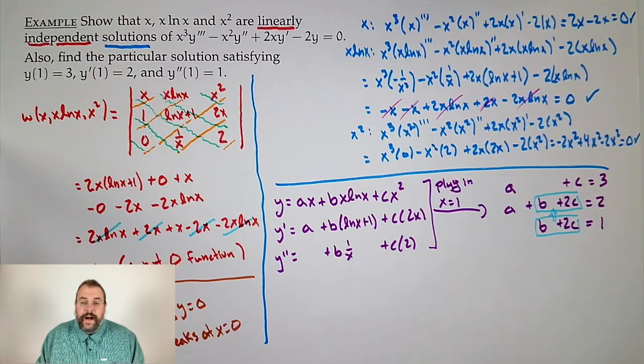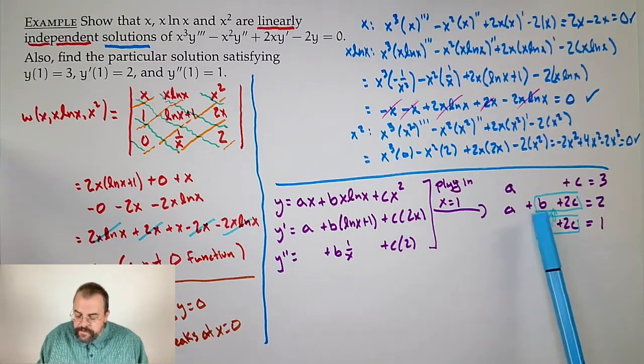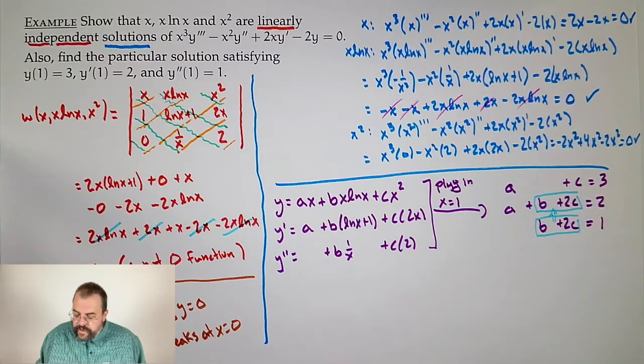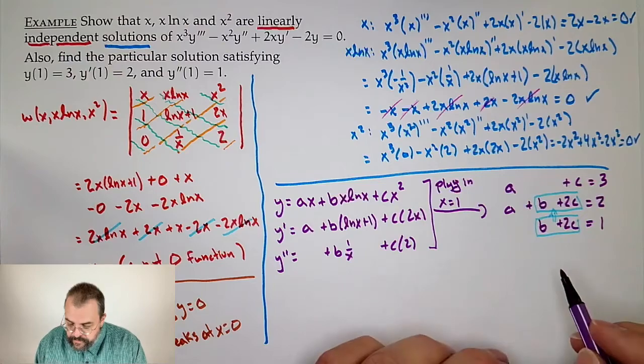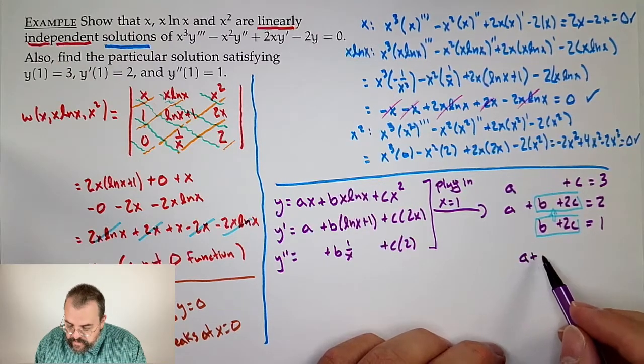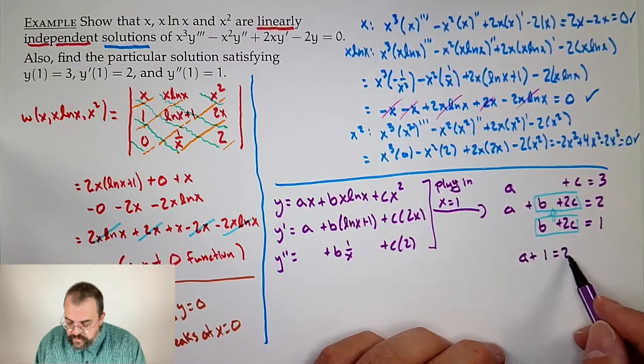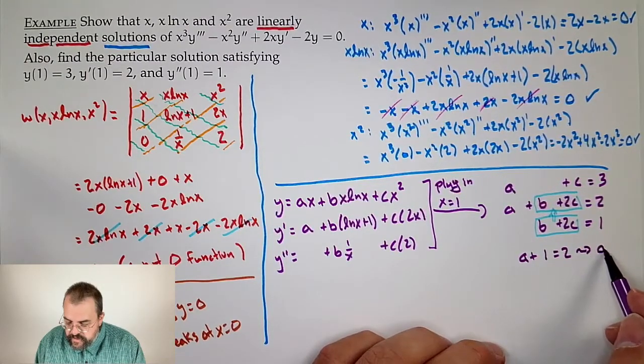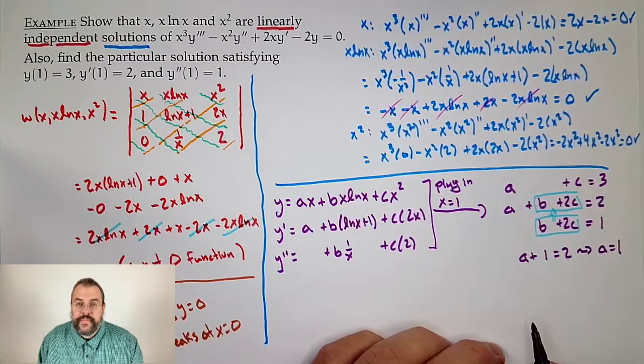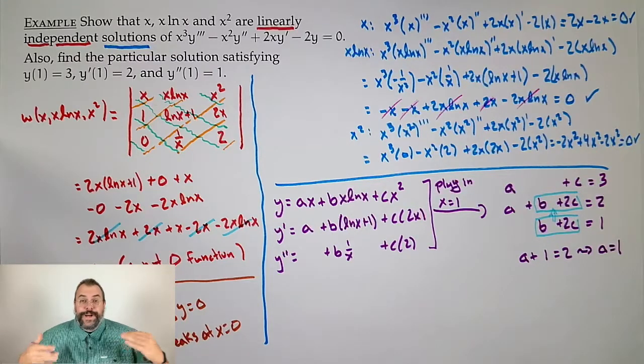We say, hey, look, this a plus b plus 2c really can simplify. And what does it simplify to? It really becomes a plus 1, right? Because b plus 2c is 1, so it equals 2. And now we say, look, that tells us a equals 1. And now we've got some steam.